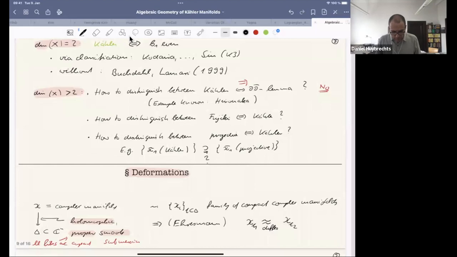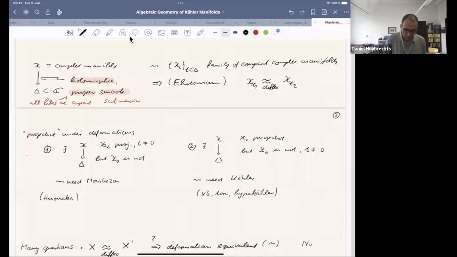So there are two phenomena one encounters. This is the question: how does projectivity behave under deformation? Here's the first phenomenon. The first one is there exist deformations like this. I can even assume this disk is in C, so it's really a disk in the complex plane, such that all the fibers are projective, except for the fiber over the origin.